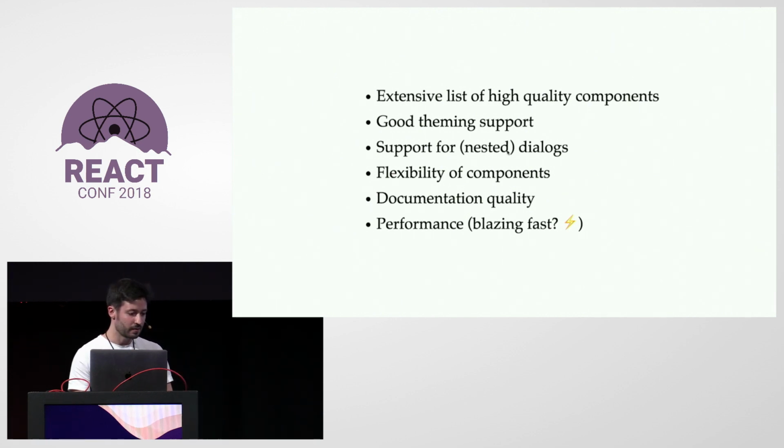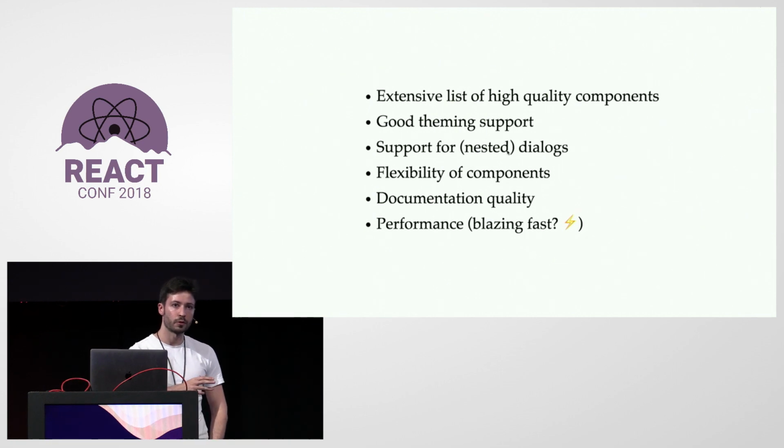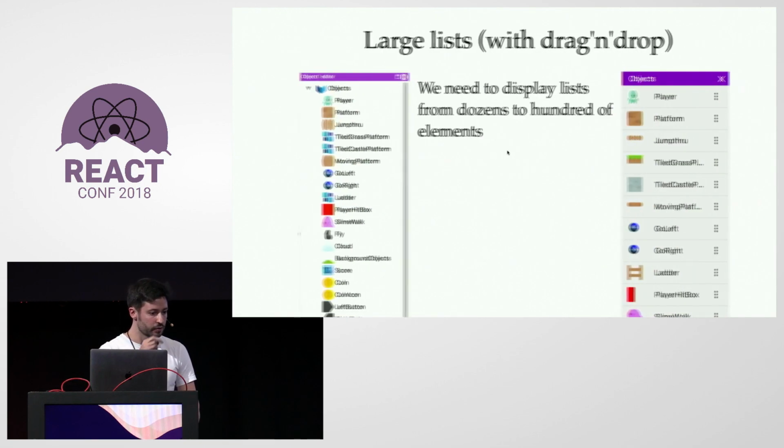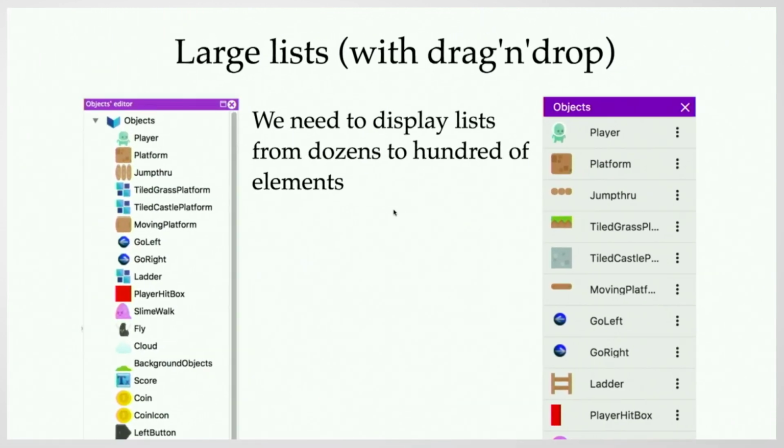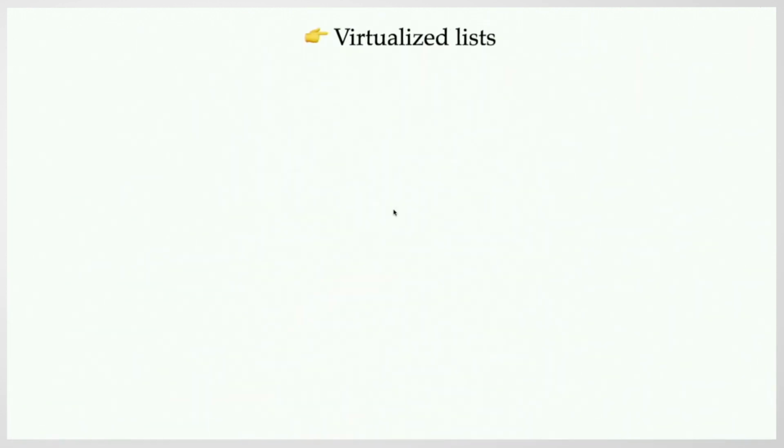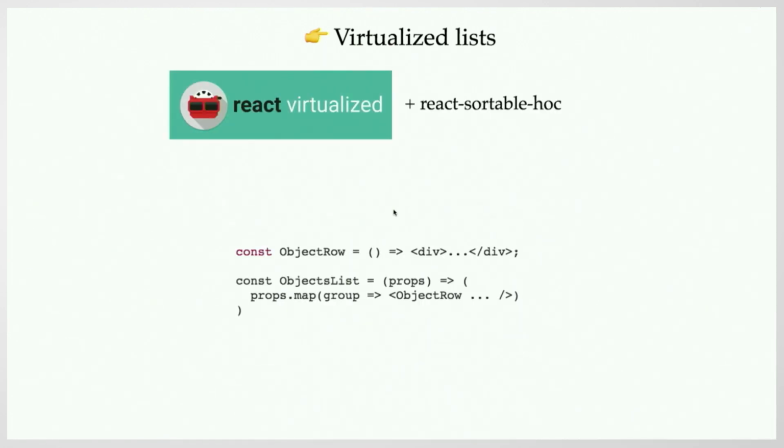Once you have this, let's take a look at other patterns that we want to recreate in our new software. The idea is that we have lots of large lists that are displaying a lot of objects. And we will want to also have drag and drop of this list. So let's see how to do it. The solution here was to use a virtualized list, because I want to display lists of dozens to hundreds of elements. And it was too much, especially because I was making calls to WebAssembly for each element. So I've used React Virtualized and React Sortable HOC.